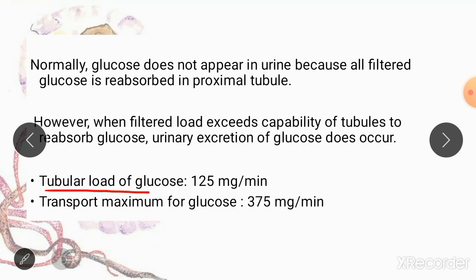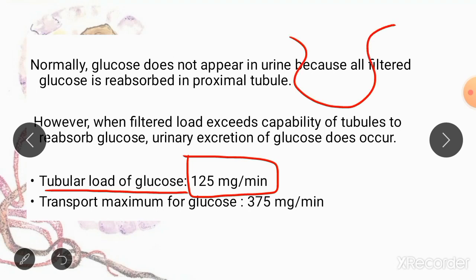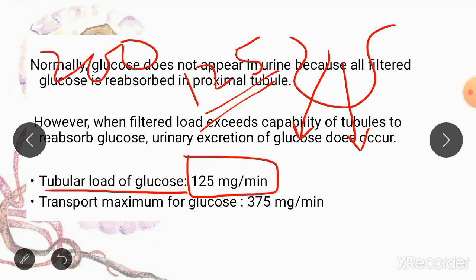The normal tubular load of glucose is around 125 milligrams per minute. So the amount of glucose which is being filtered from the glomerulus into the Bowman's capsule in a normal healthy person is around 125 milligrams per minute, and in a normal healthy person all of this is reabsorbed. But in a person who is suffering from diabetes mellitus, this tubular load exceeds 125 milligrams, and by the time it increases to 200 milligrams per minute, some glucose starts to appear in the urine, and this is known as the threshold for the excretion of glucose in the urine.